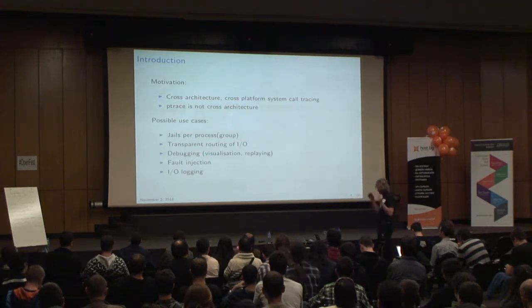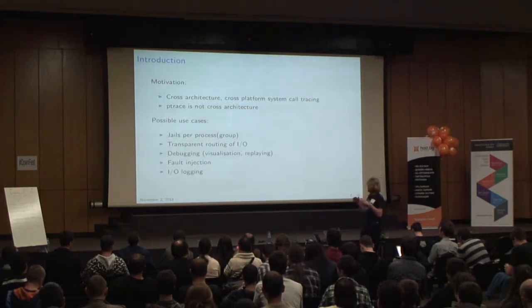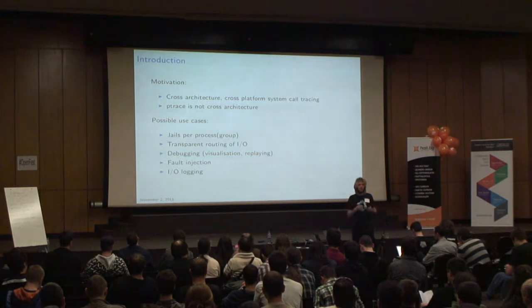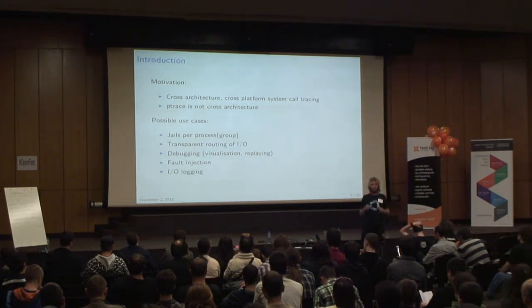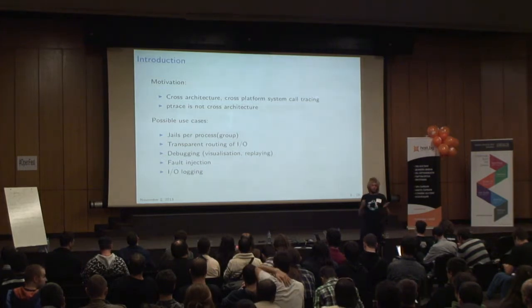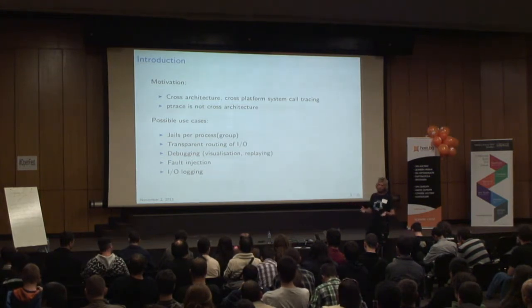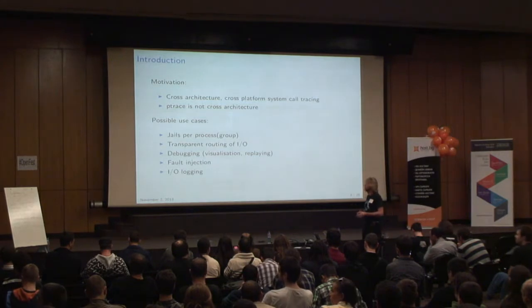So a few possible use cases for the library to show you what you can do with it. And then I'll discuss how it works. So you can do jailing on a process-based level. What you could do is look at what files the process opens, what kind of network connection it makes, and disallow them or rewrite them or change them, so you can effectively make it open a different file or tell the process that the file isn't there even though the file is there, and the process won't notice. You can do routing of I/O.